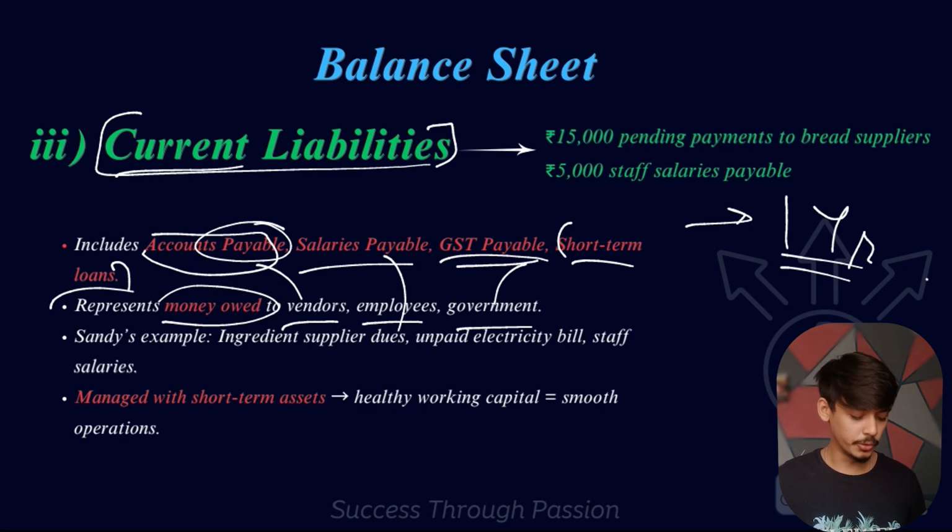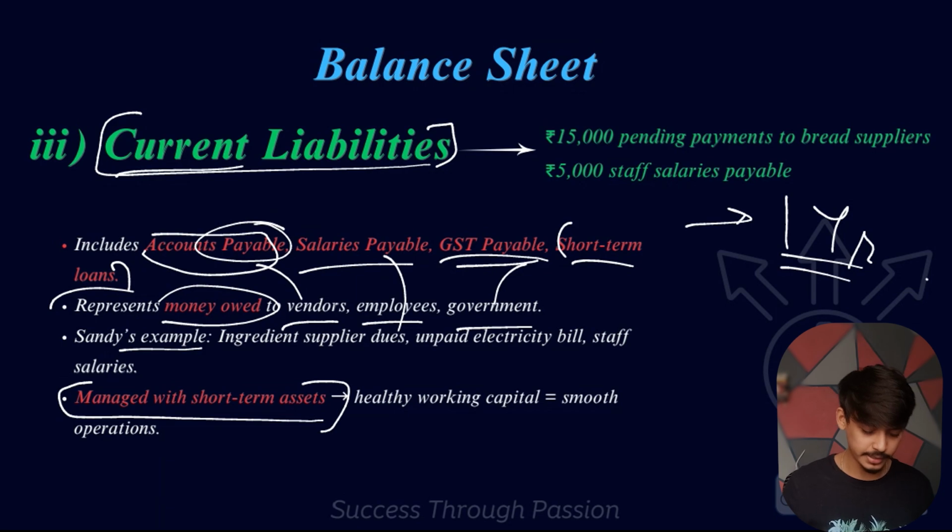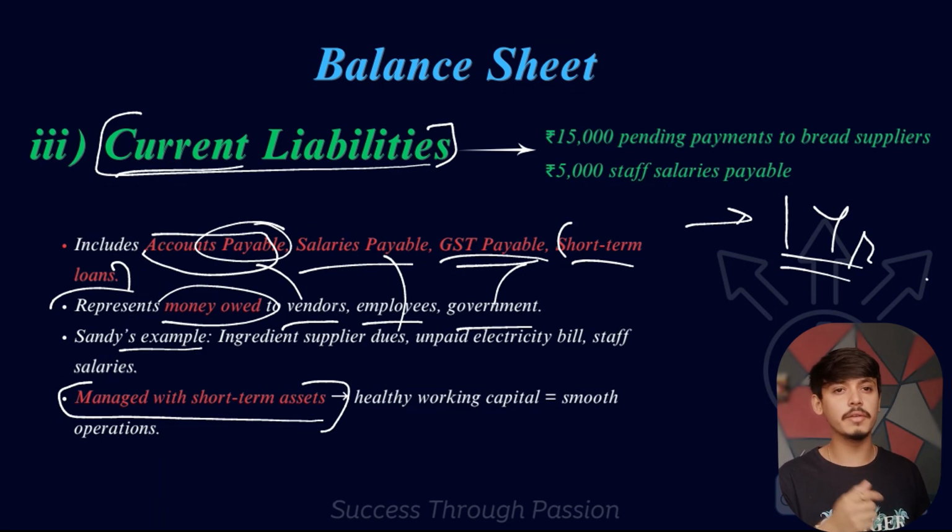So that depends on whom you have taken the loan from. And finally, we have the fourth point, which is managing with short-term assets. So whatever current assets your business has, which we looked at, like cash, accounts receivable, short-term investments, all will be used to pay off your current liabilities.